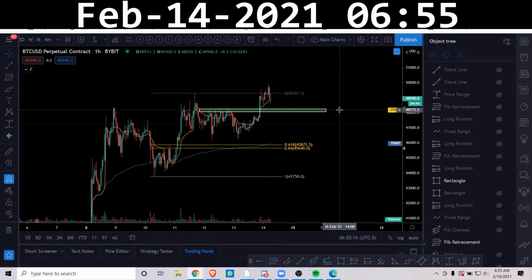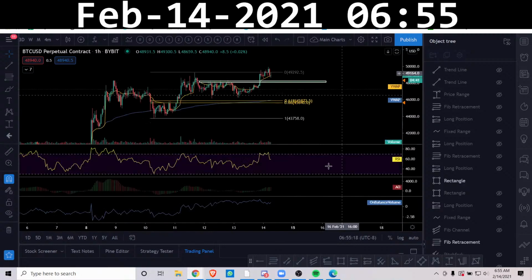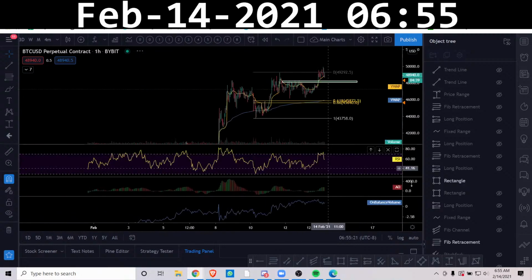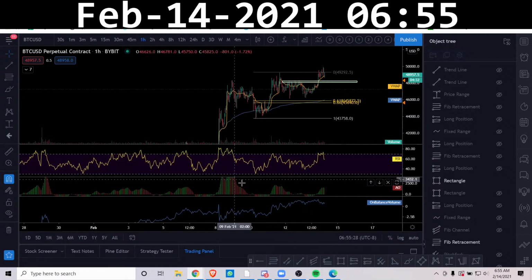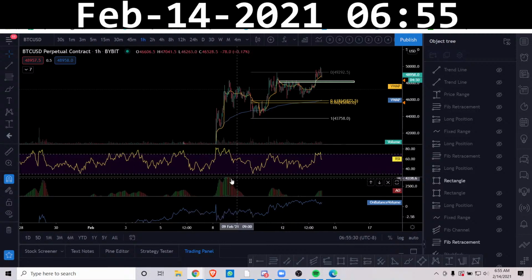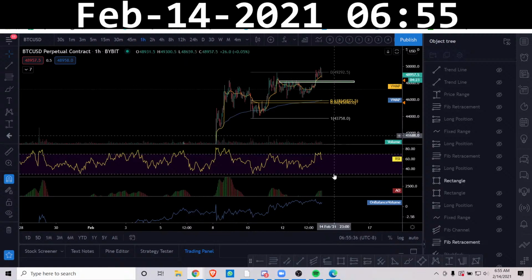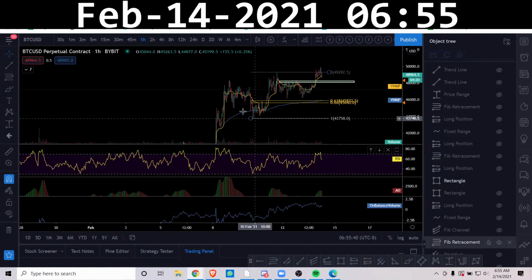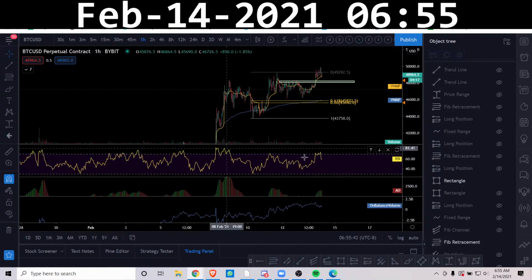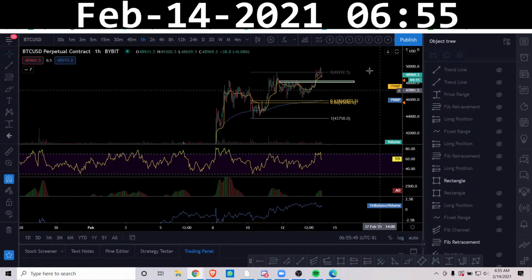And I'm going to take a look at the awesome oscillator to see if we have any divergences. Yeah, so we actually have bearish divergences across the board on the 1-hour chart. You have double divergence: high, lower high, lower high, and higher high, higher high. And then also on the RSI, from this high to this high, you have bearish divergences as well.